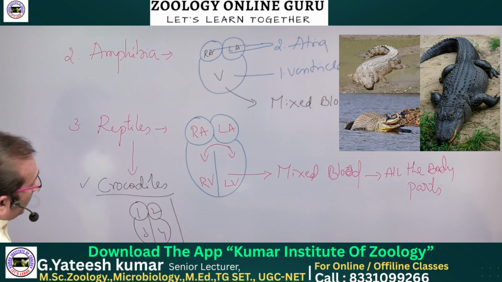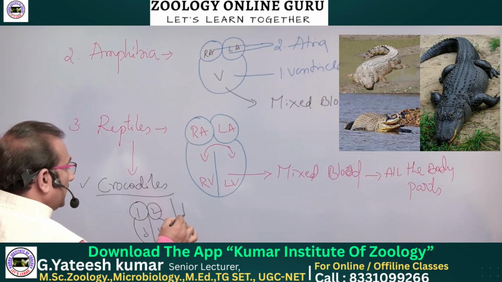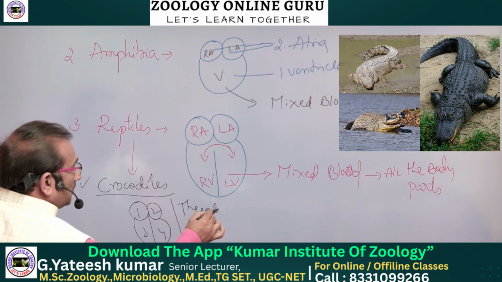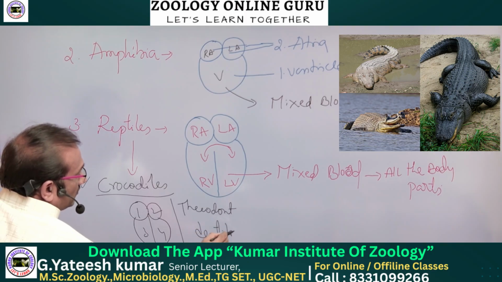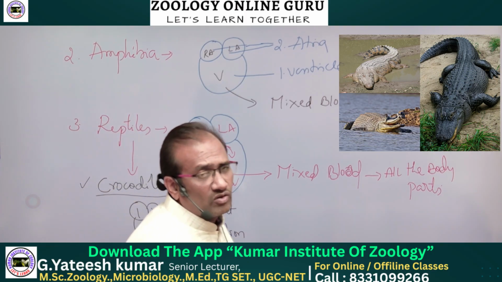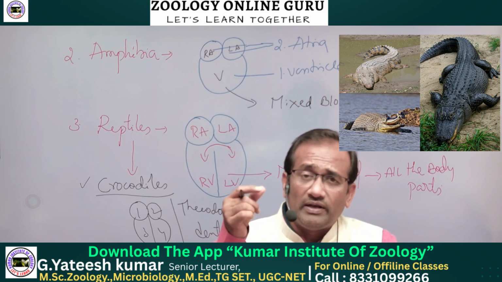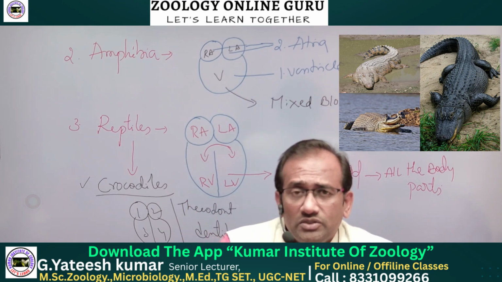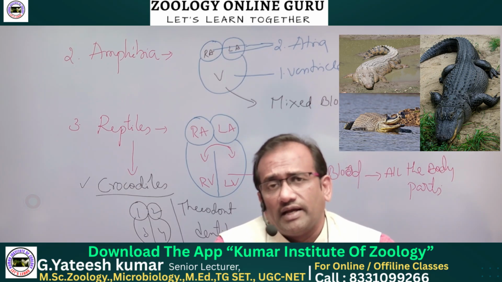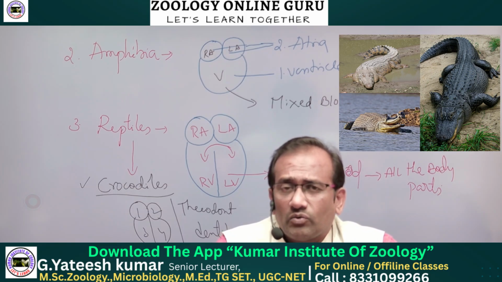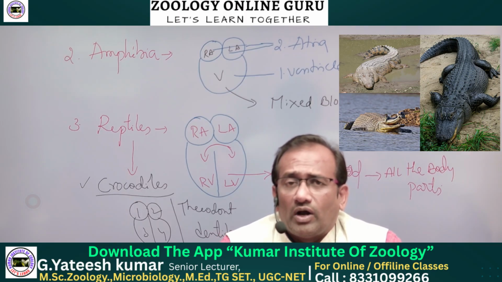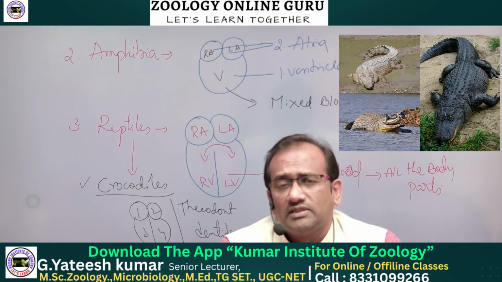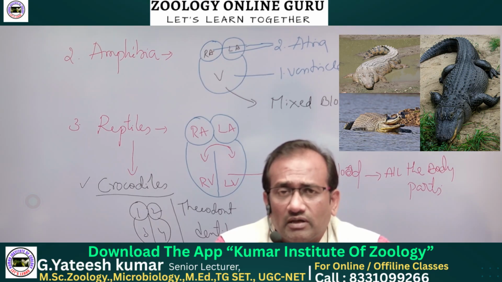And here another mammalian character is thecodont dentition. Thecodont dentition is also present in the crocodiles. Whatever the dentition present in our body, that is called thecodont, because the teeth are inserted into the jawbone socket. So very strong teeth that cannot be removed easily. That type of teeth are known as thecodont teeth. Crocodiles, especially in the reptiles, have advanced characters like a completely divided 4-chambered heart and thecodont dentition.